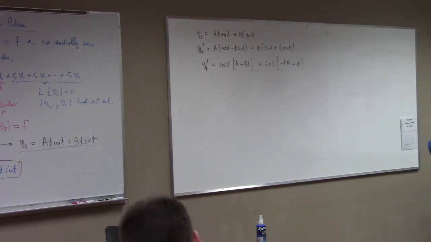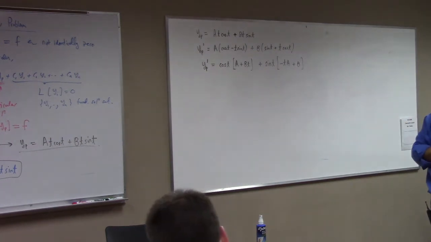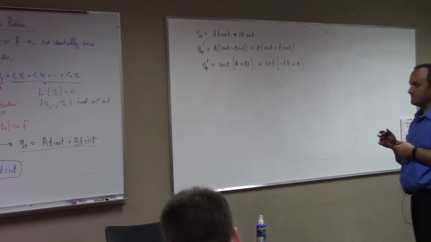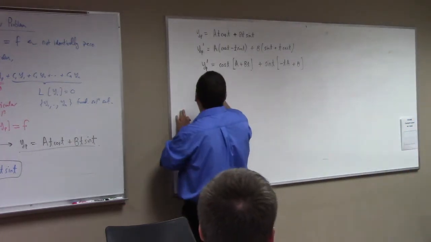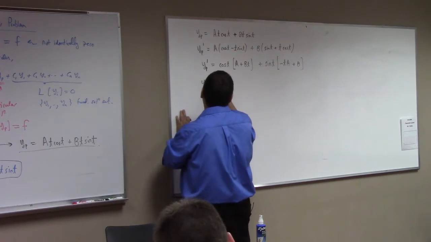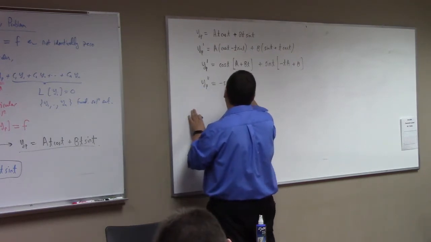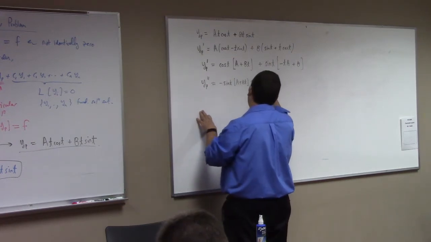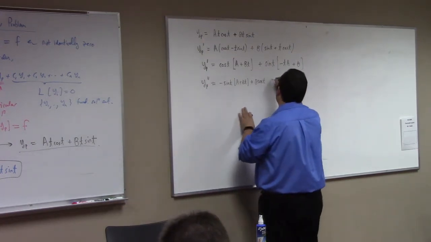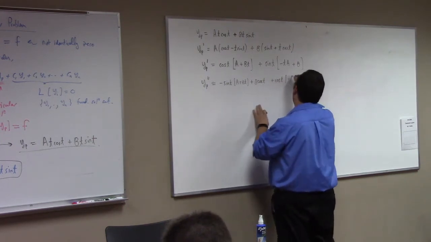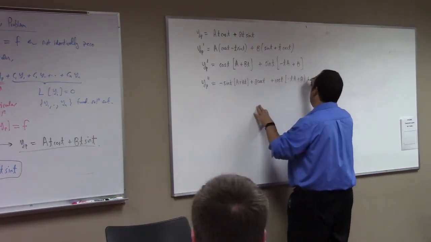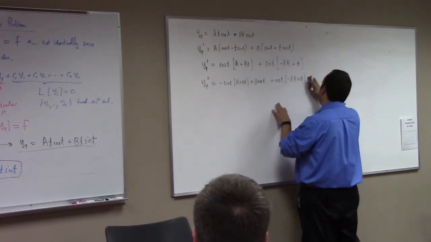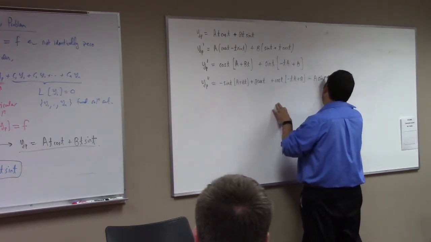My goal is to plug it back into the differential equation to figure out what a and b have to be to make this work. So I need to differentiate another time, right? Need to differentiate it yet again. So yp prime prime equals, well, minus sine t times a plus bt, plus b cosine t, plus cosine t times minus ta plus b, plus, well, rather minus a sine t.